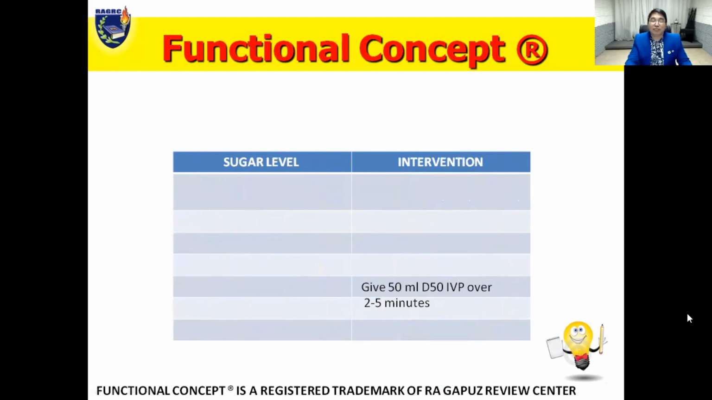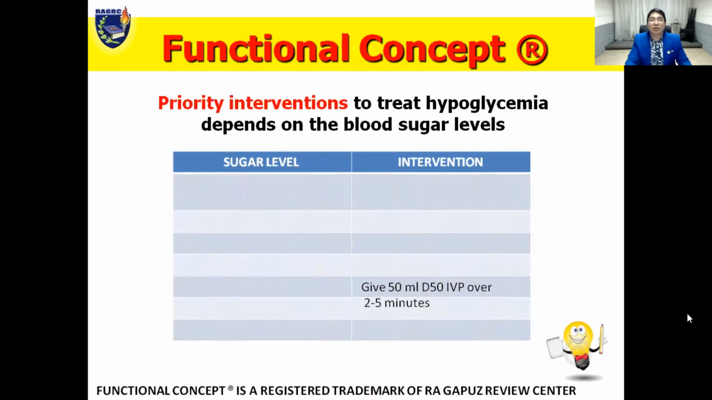Now, our intervention would actually depend on the sugar level of the patient. So priority interventions to treat hypoglycemia depend on the blood sugar levels of the patient. If the blood sugar level is less than 45 milligrams per deciliter, but the patient is conscious, then we administer 8 ounces of juice. Now remember, simple sugar could be your juice. Your chocolates are considered complex sugar, and these are not effective for a hypoglycemic state because it takes quite a while before they are metabolized and can be used by the body to stabilize the sugar level.